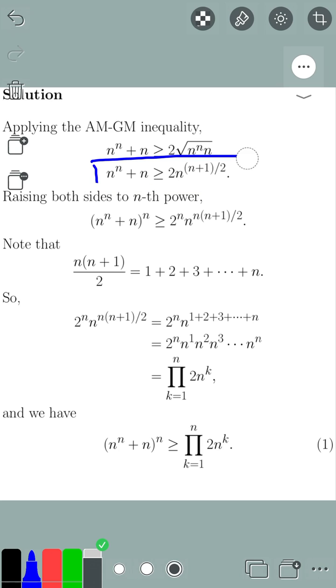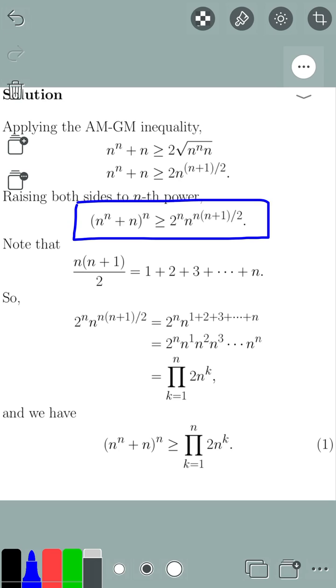We apply the arithmetic mean, geometric mean inequality to the two numbers n to the nth power and n. And then raising both sides to the nth power, we have: n to the nth power plus n, in parentheses, to the nth power is larger than or equal to 2 to the nth power times n to the power of n times n plus 1 over 2. This is just raising both sides to the nth power.